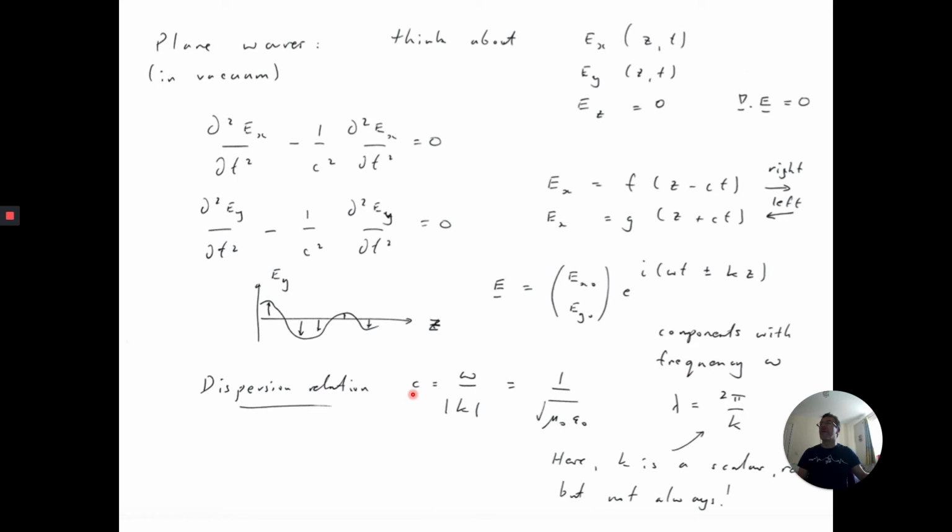There's no spreading apart of them. So this dispersion relation is very simple. There is a single speed for all the different frequencies. Okay, so our dispersion relation is omega divided by the modulus, the size of k.